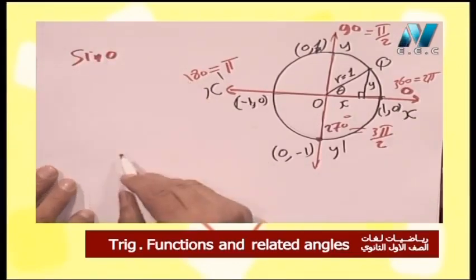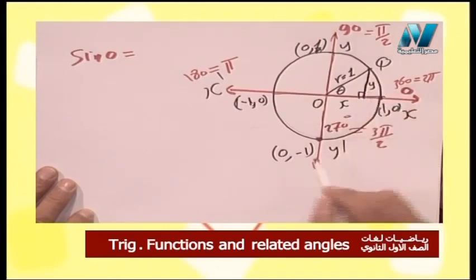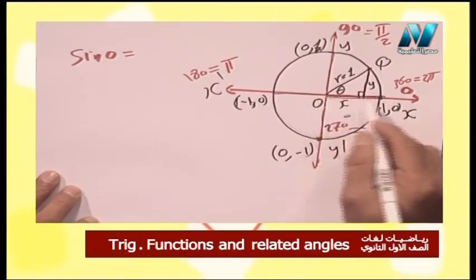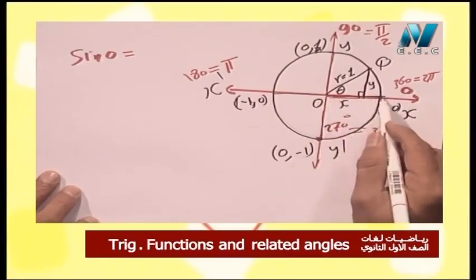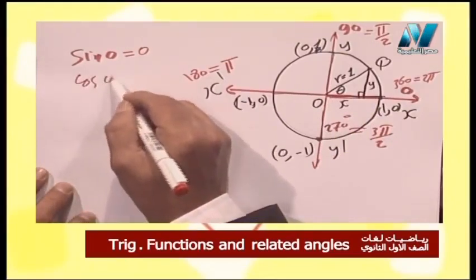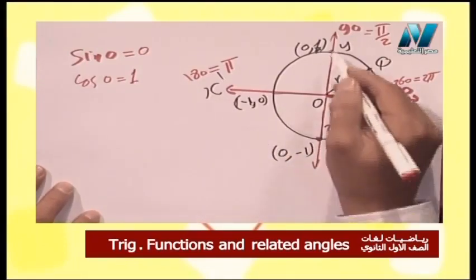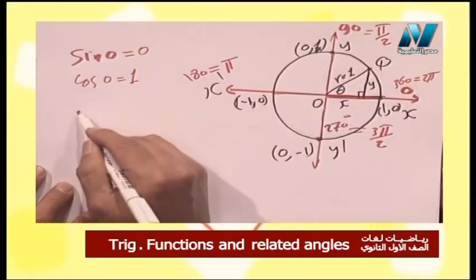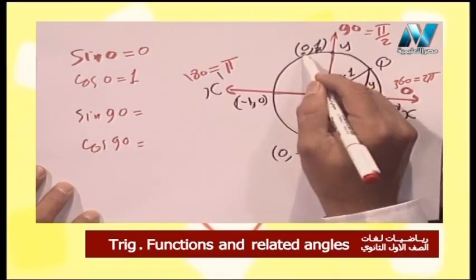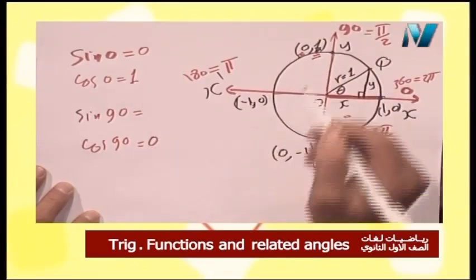Okay, so if we want to find sine 0 as an example, sine 0 equals what? We agreed that sine is y and cosine is x. Okay, but 0, its terminal side here is on OX, so it will be 0. Okay, but cosine 0 will be 1, the whole radius. Here in this point, if we would like to find sine 90 and cosine 90, we agreed that cosine equals this number and sine equals this one, so cosine 90 equals 0 and sine 90 equals 1.